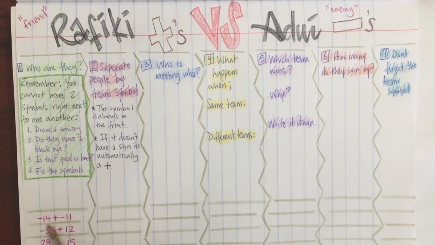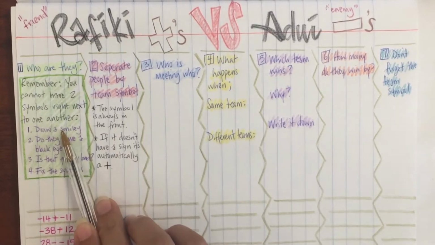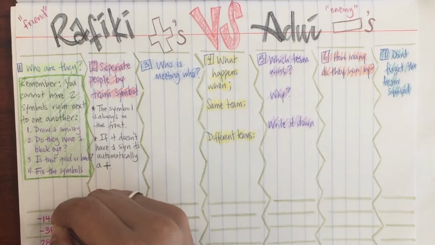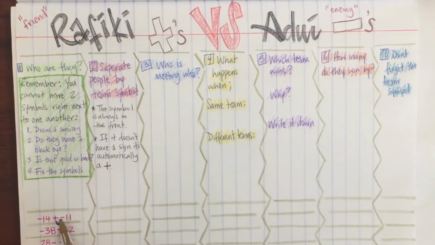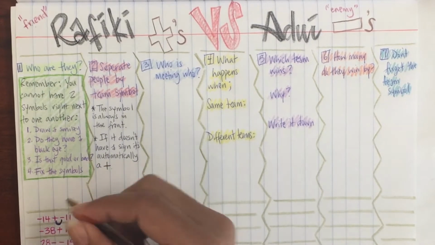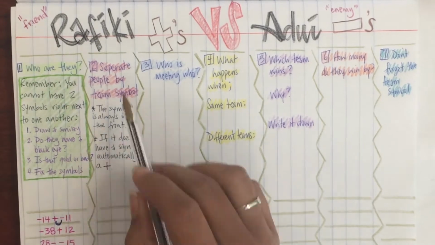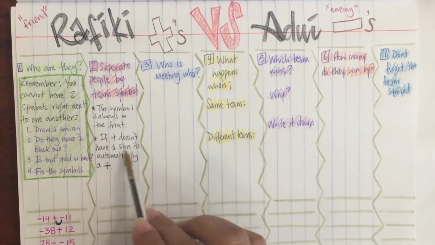Who are they? Remember, you can have 2 symbols right next to each other. You need to draw a smiley. So if you have 2 symbols right next to each other, like this first example, draw a smiley face. Now, positive and a negative, is that a good thing? Does it have a bad eye? Yes, it does. If it has a black eye, is that good or bad? It's bad. So you need to fix that symbol. So if it's a bad thing, it's a negative thing. Okay, then separate them by the team symbol.